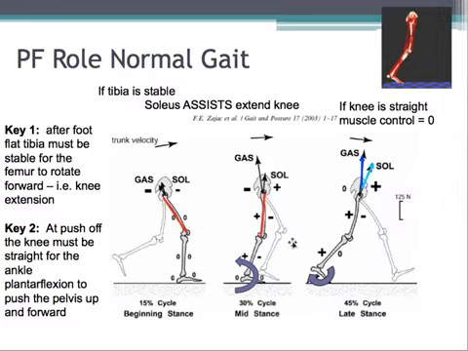The second key is at push-off. Here we see this 45% cycle position, where the knee must be straight for the ankle plantar flexion to push the pelvis up and forward. If the knee's straight here and we plantar flex the ankle rapidly and hard, all that energy will be immediately transferred through the knee and to the trunk. We can see the effect of that contraction in an arrow: the gastroc will push the trunk upward, which gives us better support.